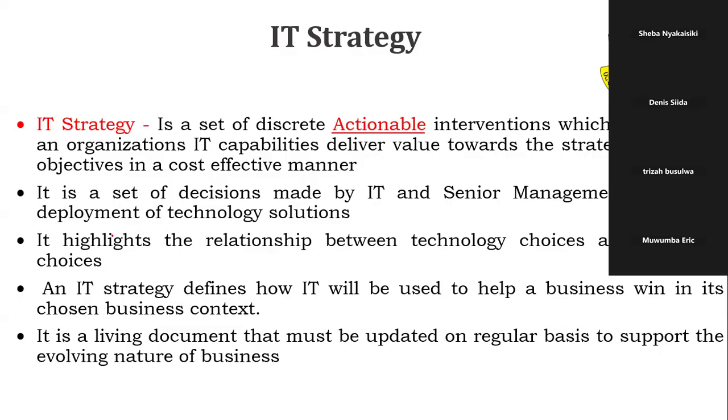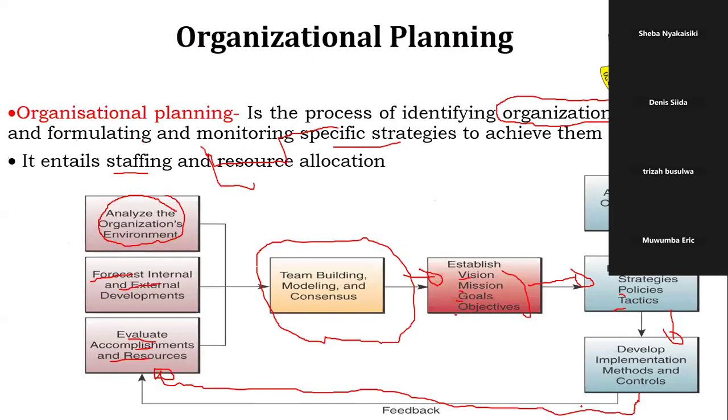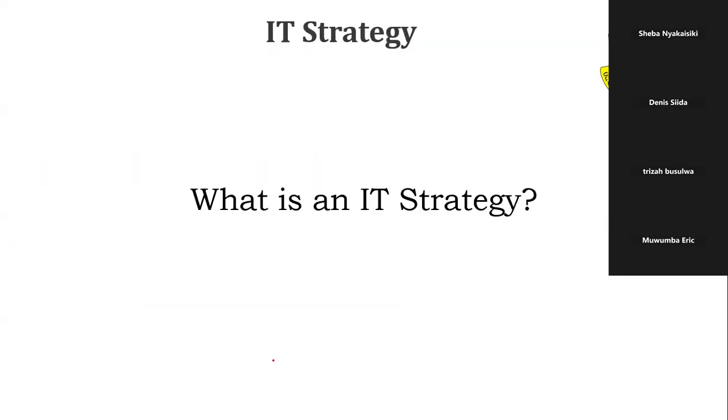A key reminder is that an ICT strategy is a living document, so it is constantly updated. Hence, if we go back to our diagram, when we come to the end we have feedback to the initial stages, so that it is constantly in a growth process.